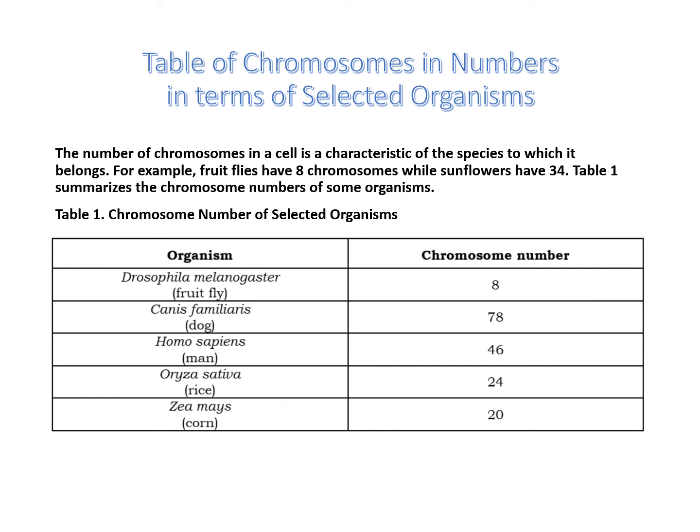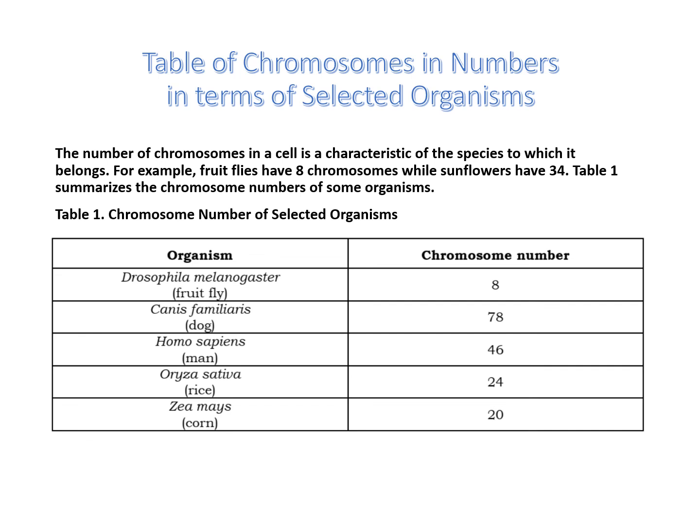If you remember, as I've explained, the DNA is the identity of each organism. So you have here examples in a table of the chromosome numbers of selected organisms. Take note also that the number of chromosomes in a cell is a characteristic of the species to which it belongs. For example, fruit flies have 8 chromosomes, while sunflowers have 34. Table 1 summarizes the chromosome numbers of some organisms.